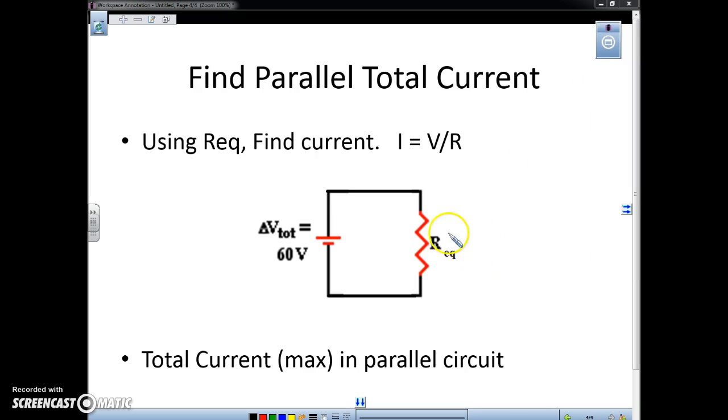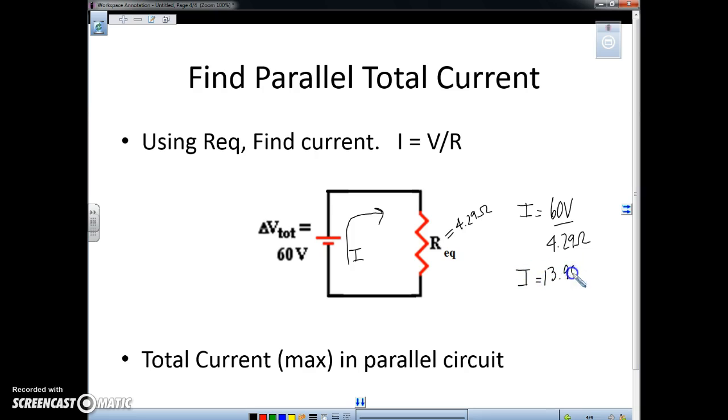So now that we have our resistance equivalent, which we found was 4.29 ohms, and this is for our simple circuit, this is the I that the battery sees, more or less. It's going to be V, which is 60 volts, over R. So 60 divided by 4.29, you get I is equal to 13.986 amps. I'm just going to round it to 14 amps, straight up.